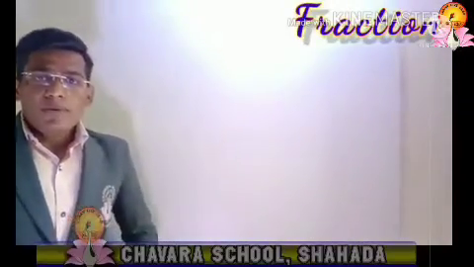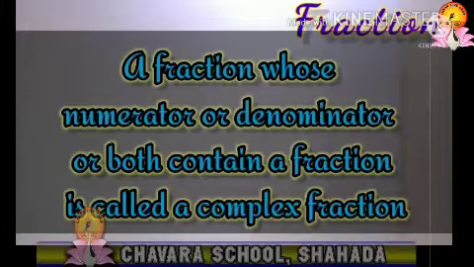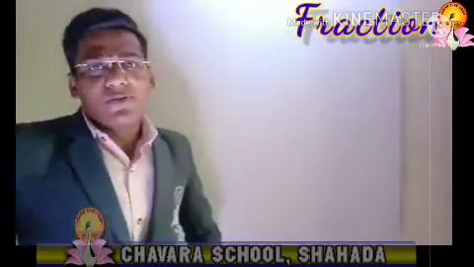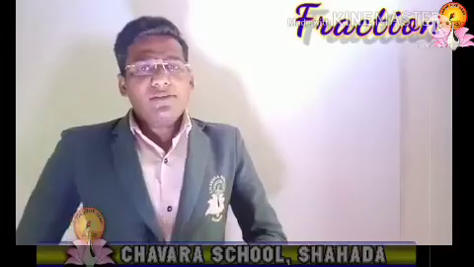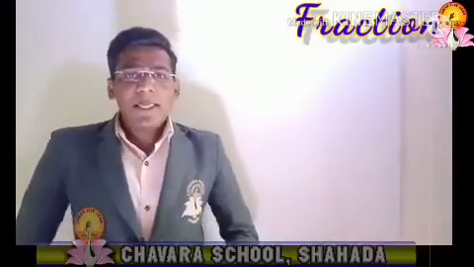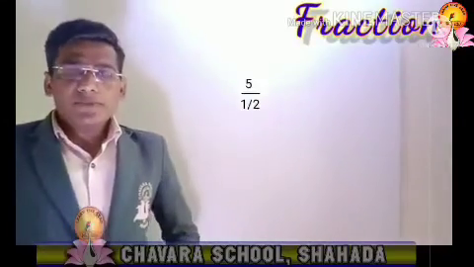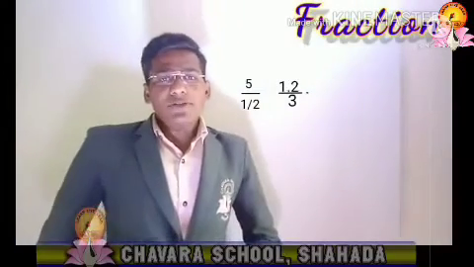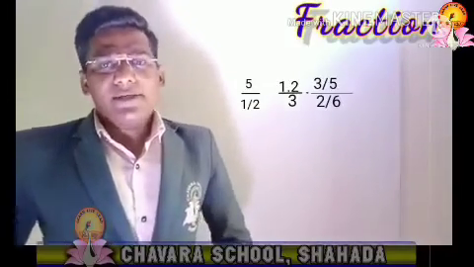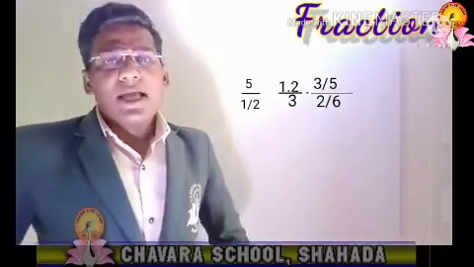Now, a complex fraction. A fraction whose numerator or denominator or both contain a fraction is called a complex fraction. A type of fraction in which the numerator or the denominator, or both, contain a fraction is called a complex fraction. For example, 5 upon 1 by 2, 1 by 2 divided by 3, 3 by 5 divided by 2 by 6, etc.